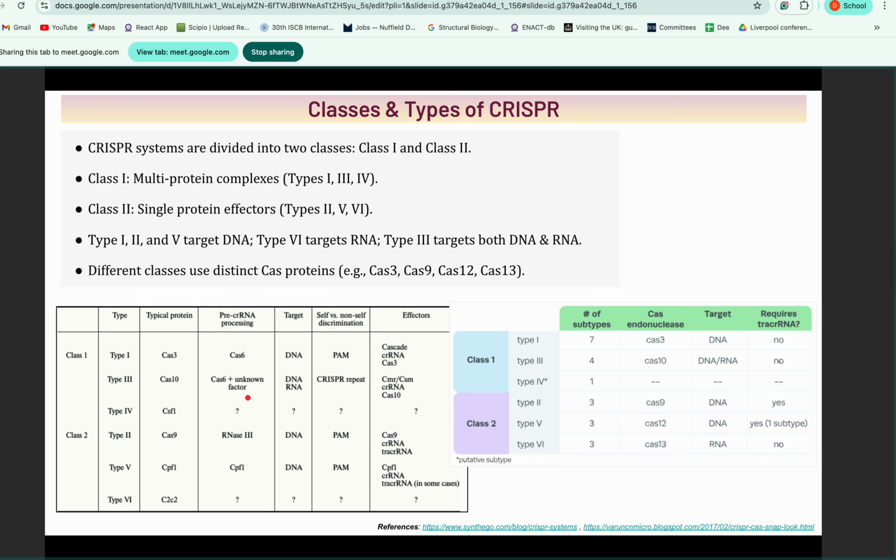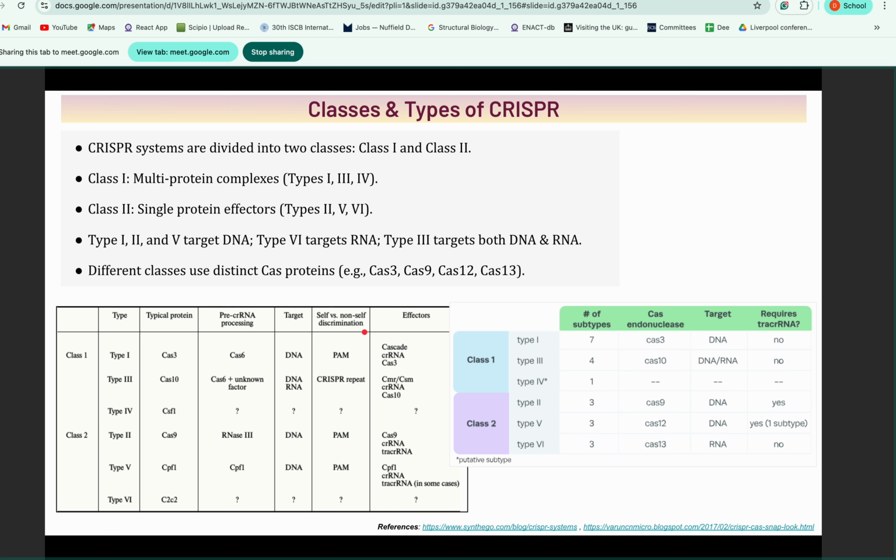This protein is not yet identified, but it exists. So that means multiple proteins are involved in these class 1 CRISPR systems, and they target the DNA. Type 3 can target both DNA and RNA. Type 4 is not well discovered.